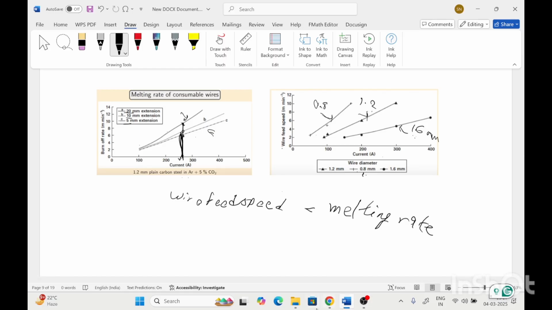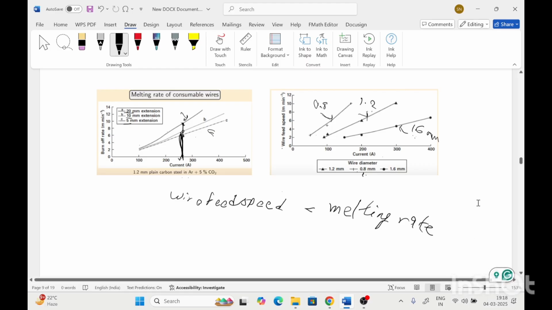Okay. So ma'am, if I have, say, a 1.6 mm wire diameter, but I want the same melting rate, then you have to increase the current. Then the only option I have is to increase the current? Yeah, current and stick out length also. And what if I increase the voltage?